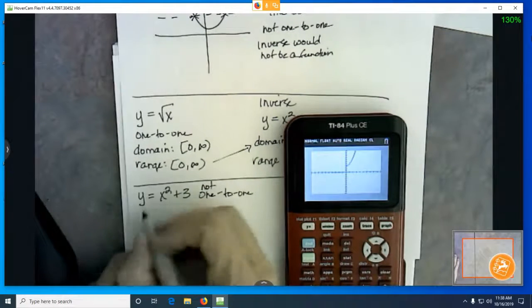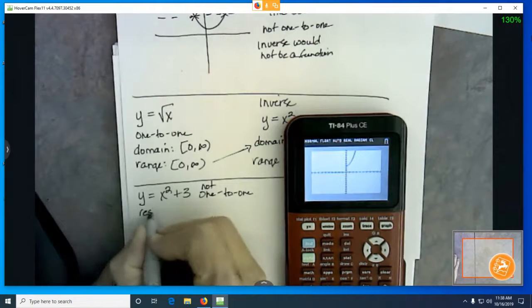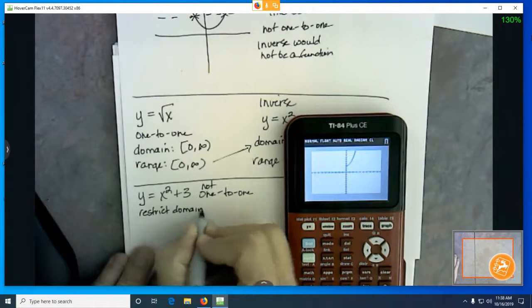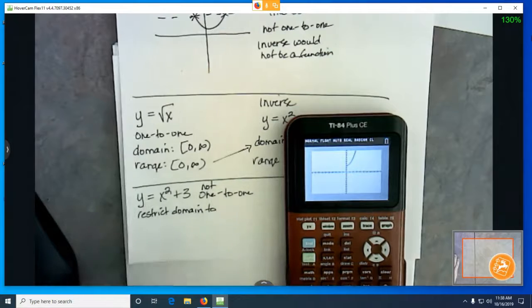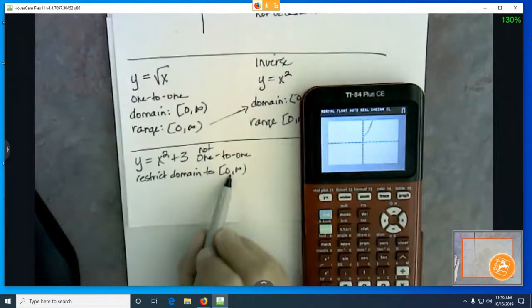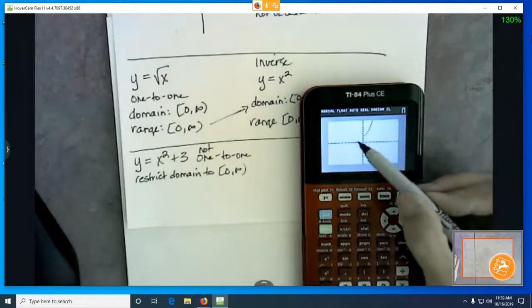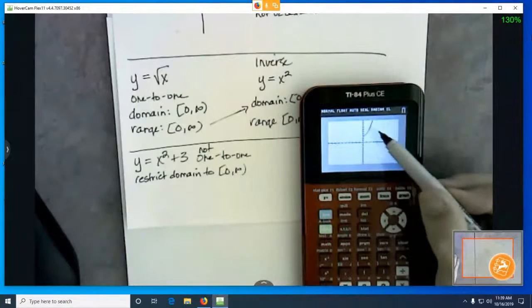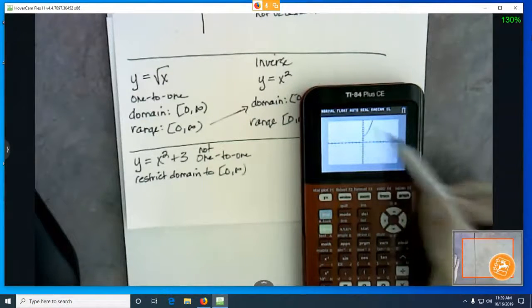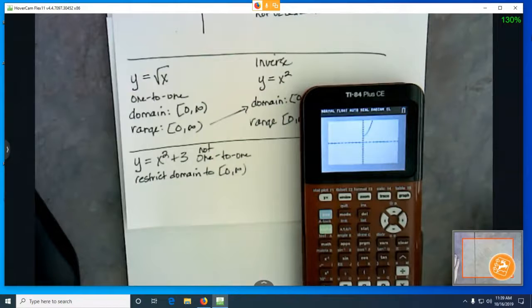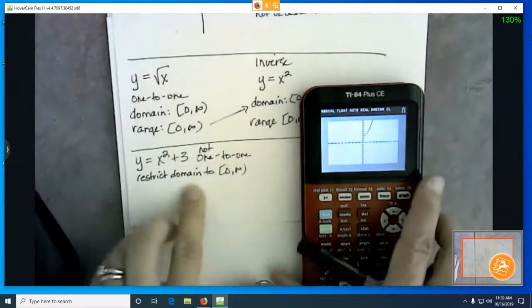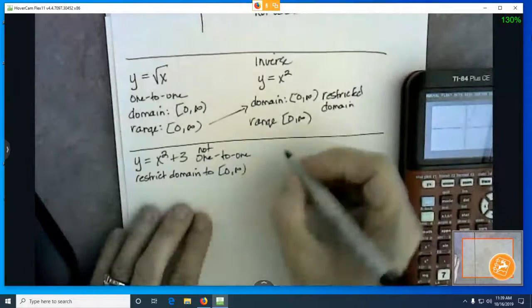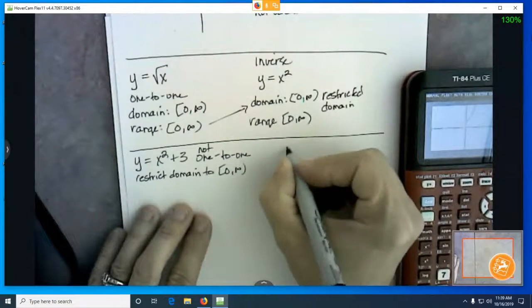So to do that, we're going to say that we're restricting our domain to just be from 0 to infinity. So what we're doing is restricting the domain, so that erases this half of it over here. And now what we've got is one-to-one, because now it would pass the horizontal line test. So now we can talk about an inverse of this that would be a function. And what we want to do is find that.